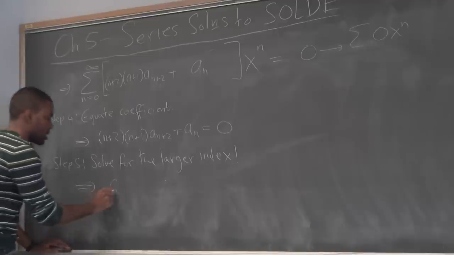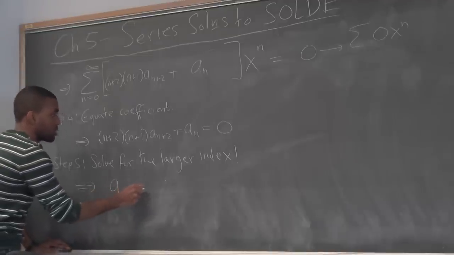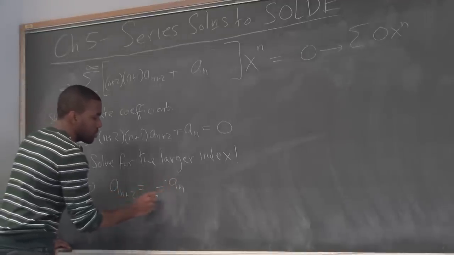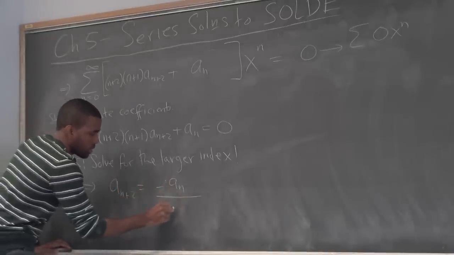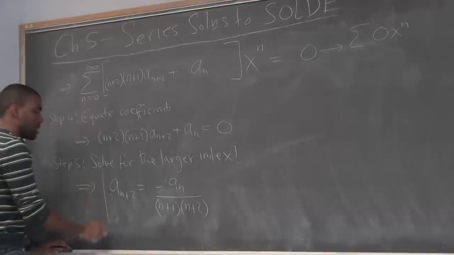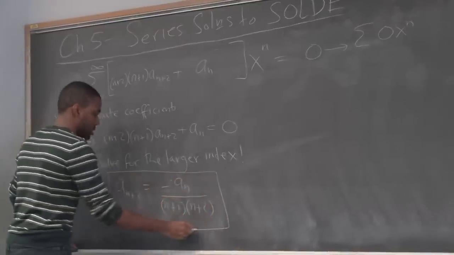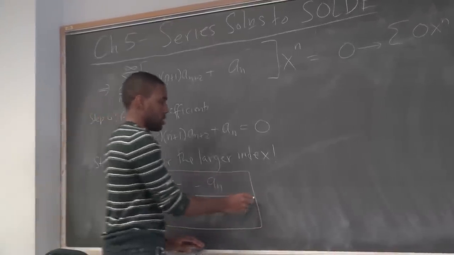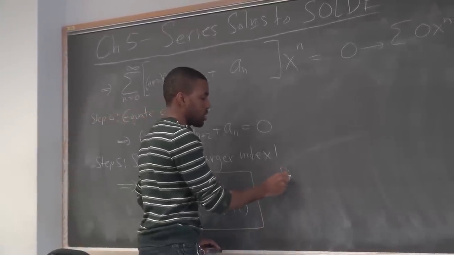Finding that you solve for the larger index. So I can solve for a_{n+2}, and this is what I would get. This equation is called the recurrence relation.